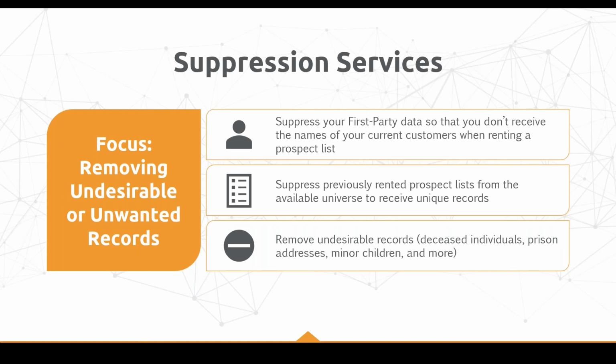So you want to make sure that any third-party prospecting list that you're working with is suppressing out deceased individuals. Unfortunately, they cannot take advantage of your offer, and you're not going to want to upset that specific family that's there. So you're going to want to make sure that a deceased suppression is always run on any prospect list that you rent. Any prison addresses as well, and then minor children.